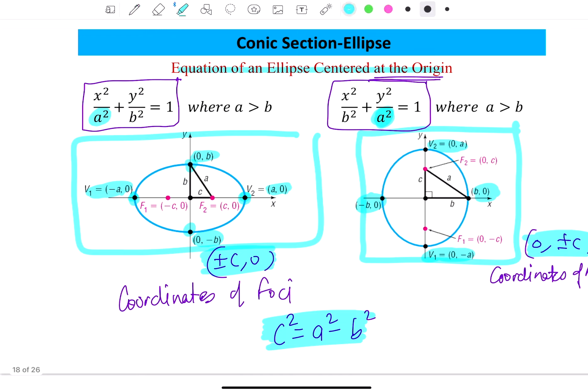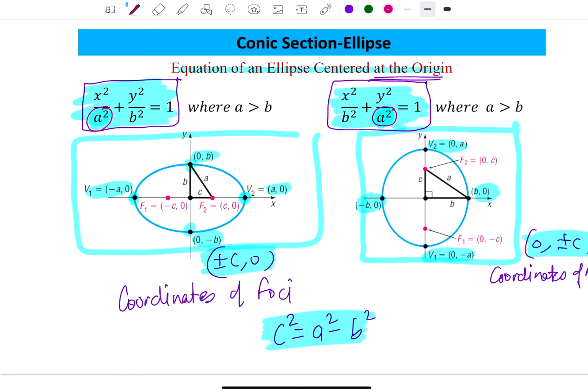If an ellipse is centered at the origin, the equation will look like x squared over a squared plus y squared over b squared equals 1, or x squared over b squared plus y squared over a squared equals 1. The right-hand side must equal 1. Always keep in mind: if x squared has the bigger number in the denominator, the x-axis will be the major axis. If y squared has the bigger number in the denominator, the y-axis will be the major axis.